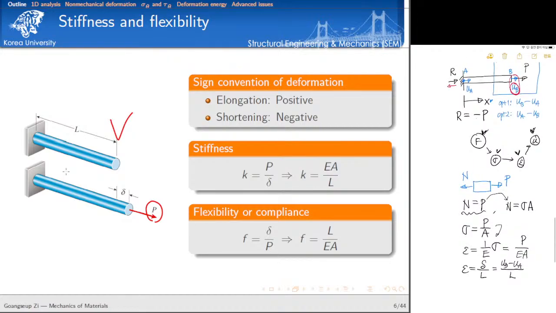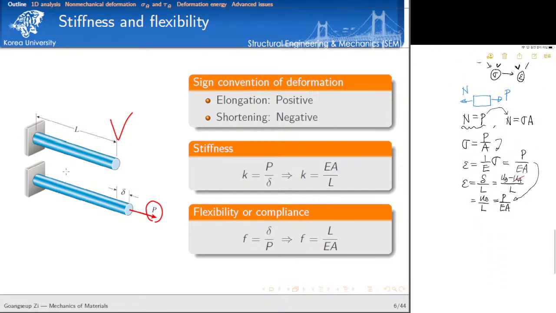So let's consider a boundary condition. Certainly point A is fixed, which means UA must be equal to 0, isn't it? So we drop UA here. Then finally, I have, as a strain, UB divided by the length L, and this is equal to what? It comes from here: P divided by elastic modulus and A. So let's focus on this equation.